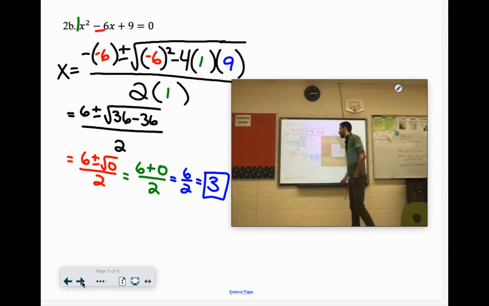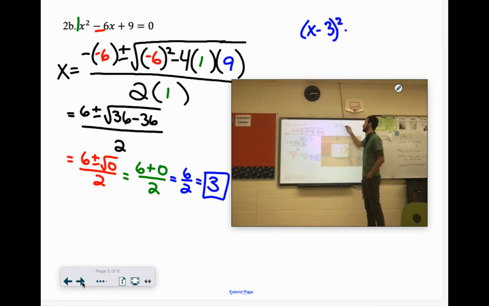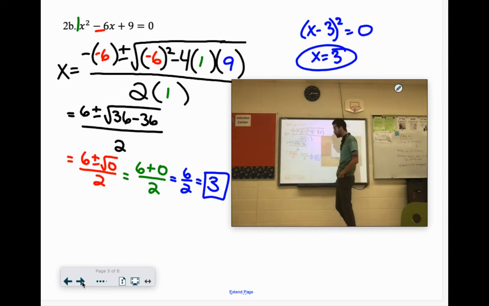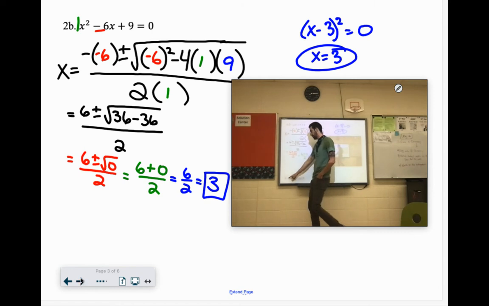Now, if you were to factor that originally, that would factor to x minus 3 squared equals 0, which would give you x equals 3 right away. If you're good at factoring, look at the amount of work you save. Is every problem factorable? No. Some of them are. A lot of them are.